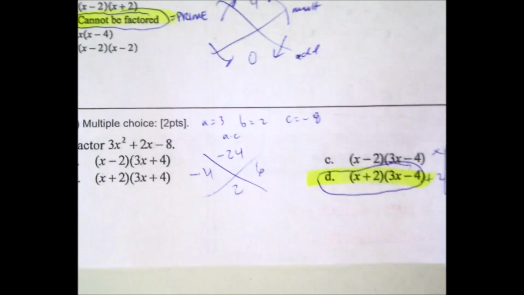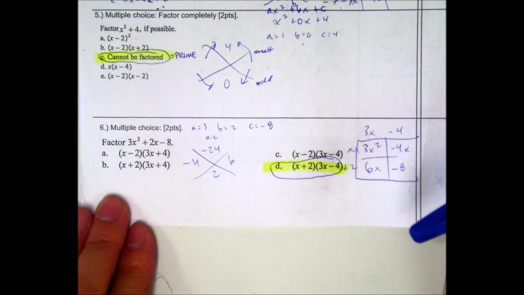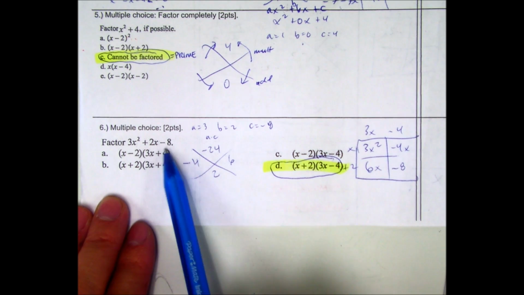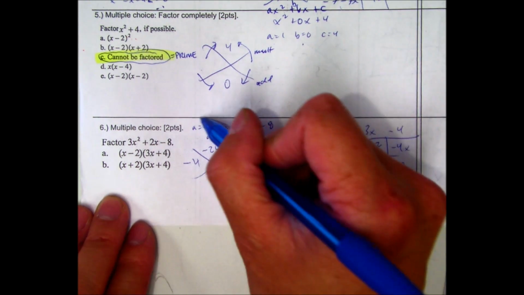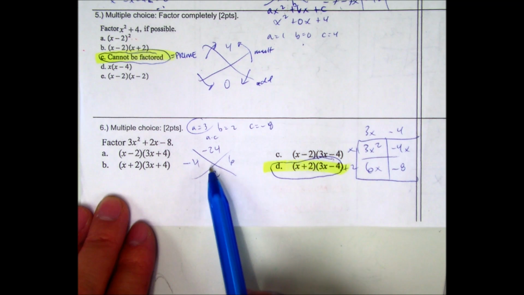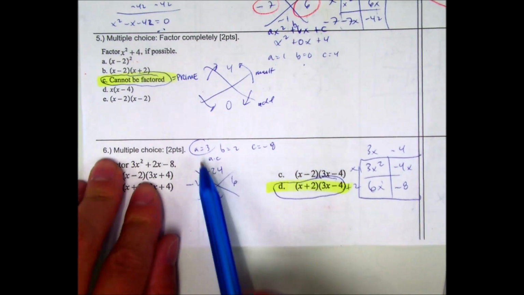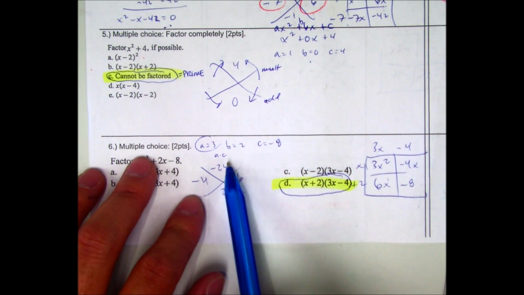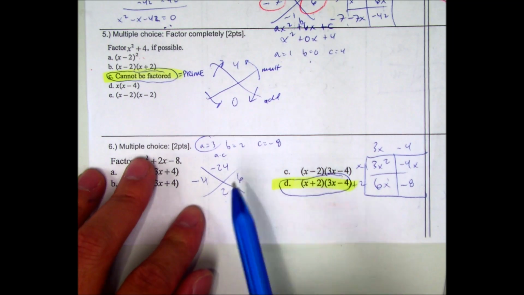Number 6. Factor 3x squared plus 2x minus 8. A value is 3, b is 2, c is negative 8. Because your a value is greater than 1, you're going to have to do both the x and the box. A times c is negative 24. Your b value is positive 2. Two numbers that multiply to be negative 24 and add to be a positive 2 are negative 4 and 6.